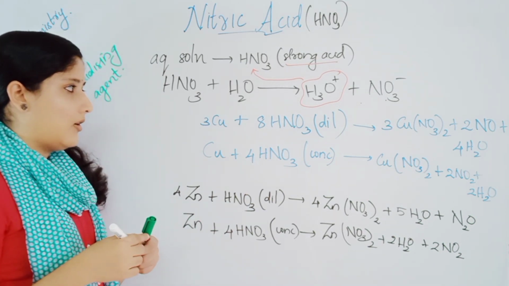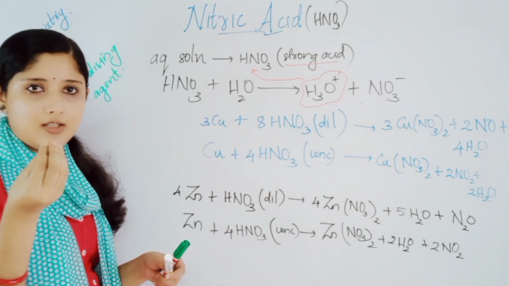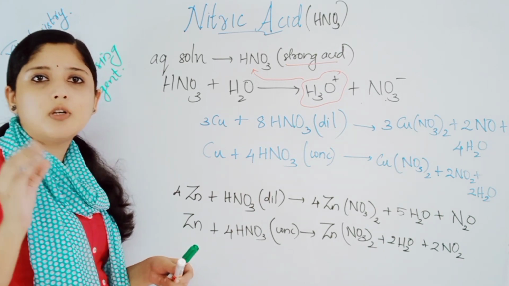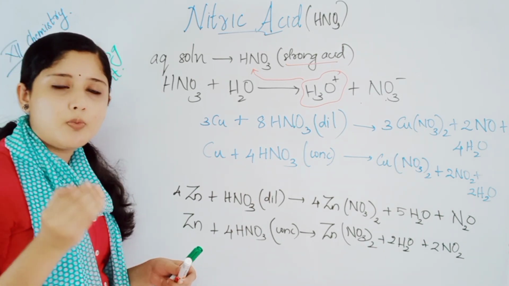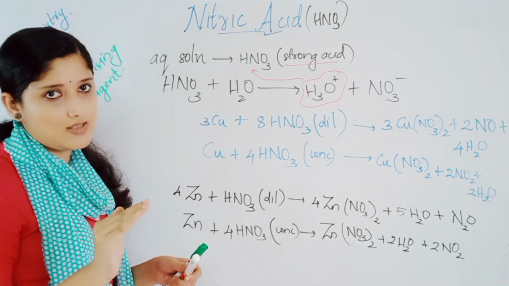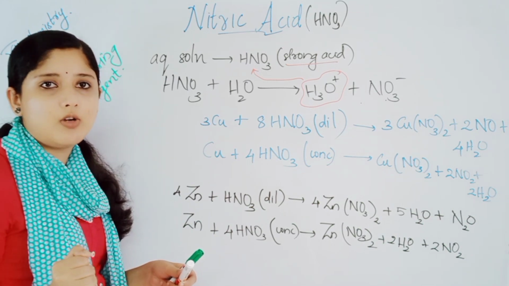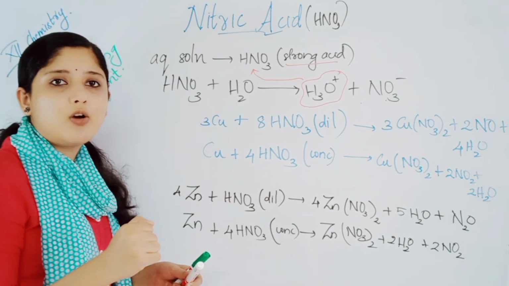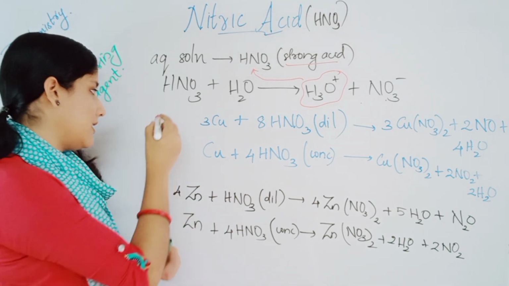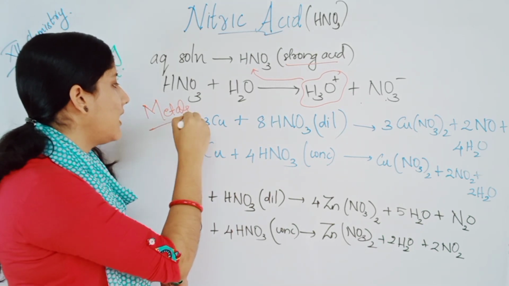Next, the products of reactions with nitric acid depend upon the concentration. What product is obtained when nitric acid reacts with metals depends upon the concentration of the nitric acid. The products will vary according to the concentration. Look here, these are examples of how metals react with nitric acid.